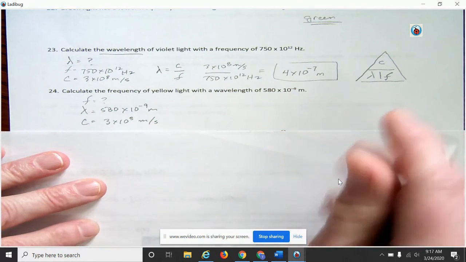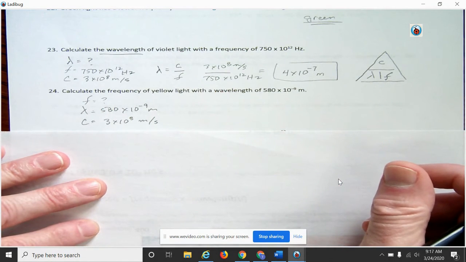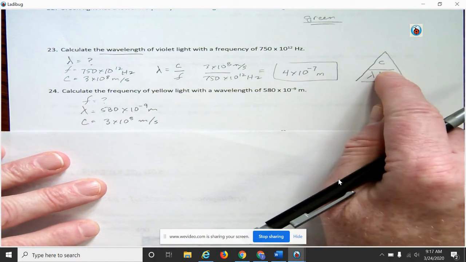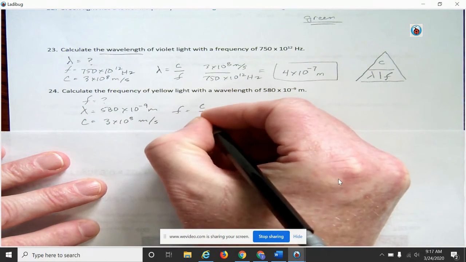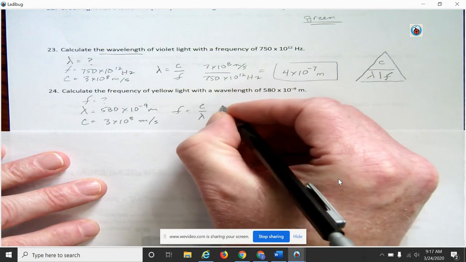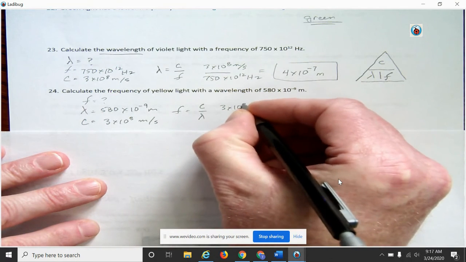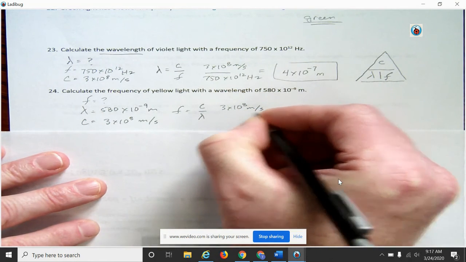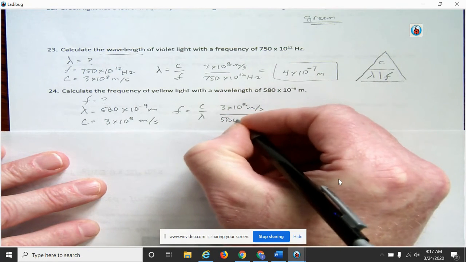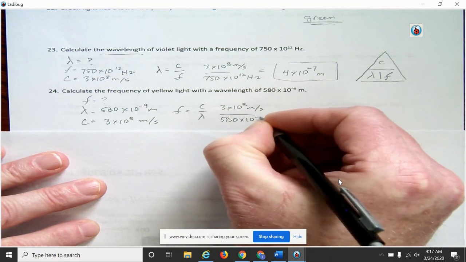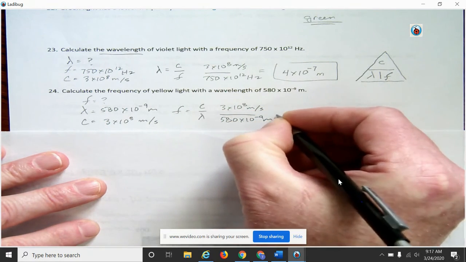Okay, so if we're going to go ahead and solve for, in this case, frequency, cover frequency up. So C divided by the wavelength is going to give me my frequency. So frequency is equal to C divided by lambda. So if I plug those numbers in, 3 times 10 to the 8th meters per second divided by the wavelength, in this case, it's going to be 580 times 10 to the minus 9 meters.